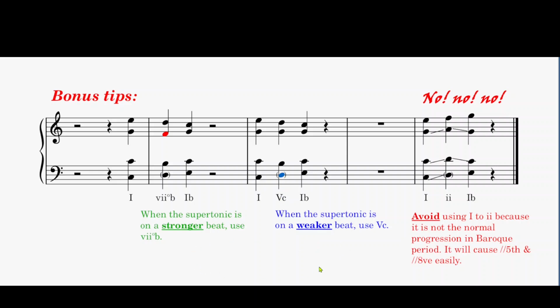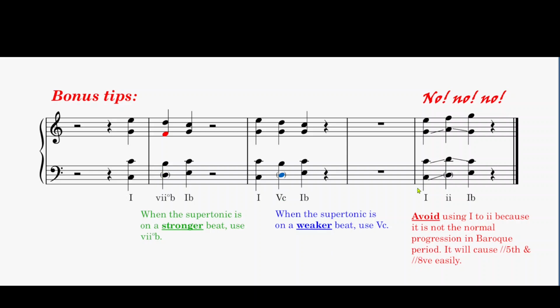This is comparatively the norm. But this 5C can also be substituted by 7B. However, it is not reversible. That means 5C very seldom falls on the stronger beat.